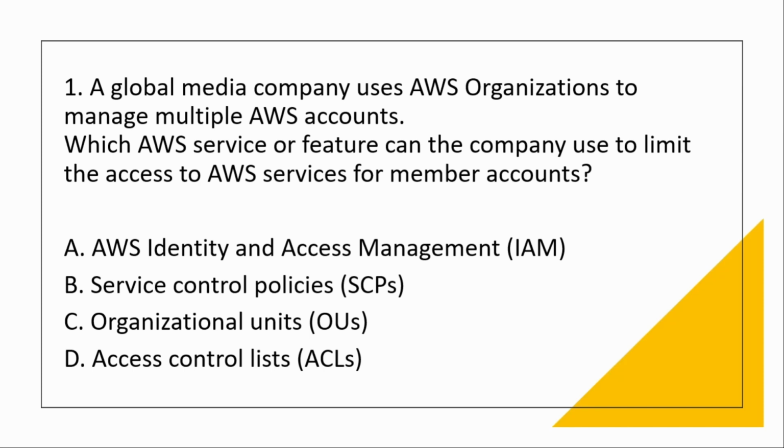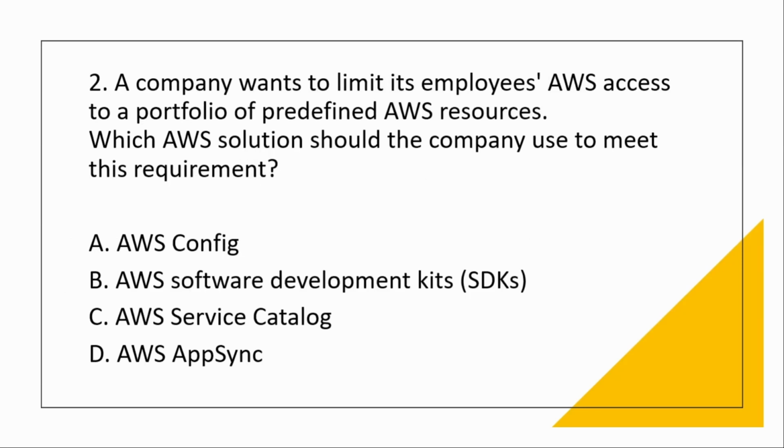Access control list is used to manage access to buckets and objects, okay. So the correct answer to this is service control policies, which allows us to limit the access to AWS services for member accounts. Coming to the next question.